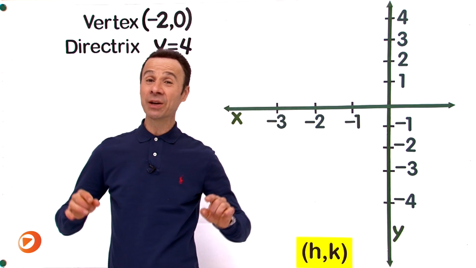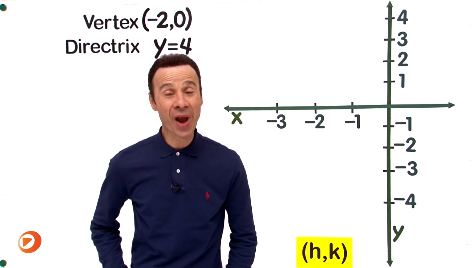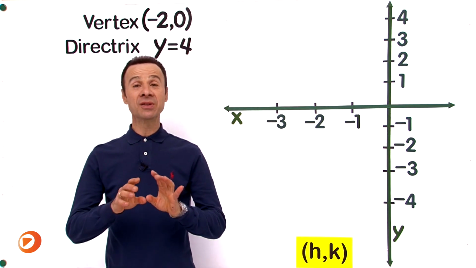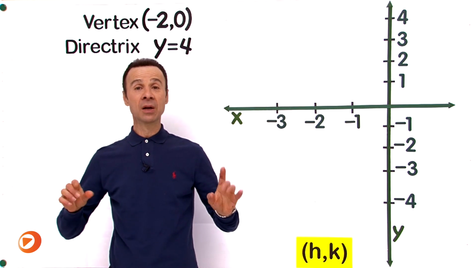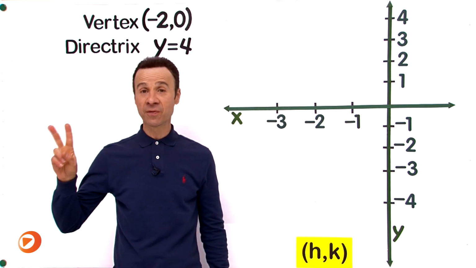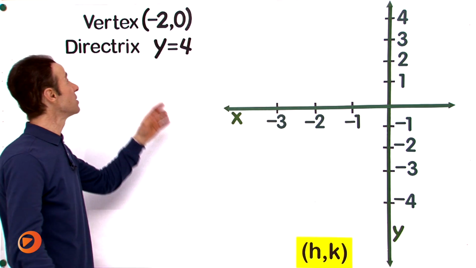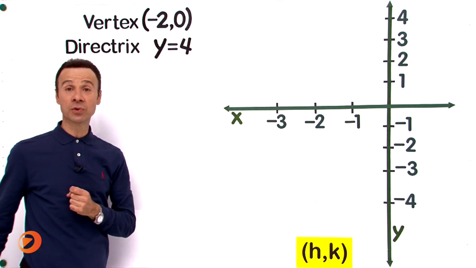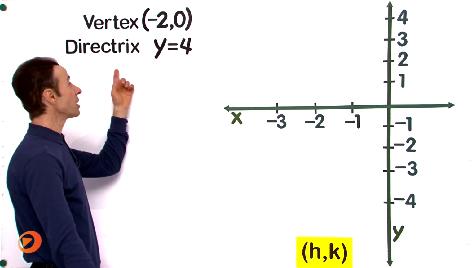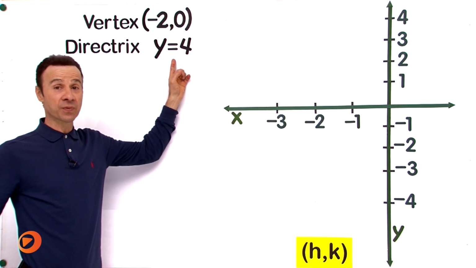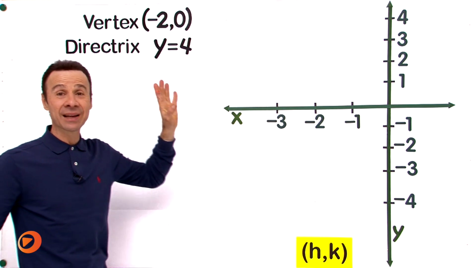All right, right here, right now, I am going to show you how to come up with the entire equation for the parabola from two pieces of information. The first piece of information is the vertex is at -2, 0, and the directrix is at y equals 4. So we're going to take it in 3 simple steps.